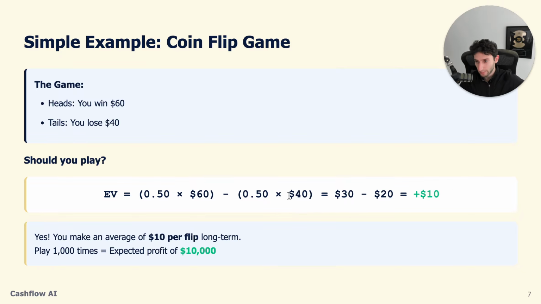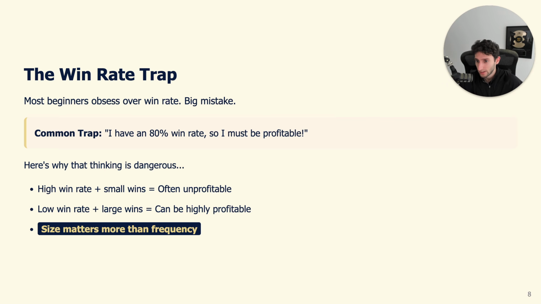A very simple example: a coin flip game. Let's say it's simple heads or tails with a coin flip, right? If you win, I'm going to give you $60. If you lose, you have to pay me $40. And obviously it's a coin toss, so it's a 50% chance. But if you do the math, your EV ends up being positive $10. Which means every single time you make a coin flip, you have an average expectancy of making $10 per flip over the long term. You play 1,000 times, you're going to make $10,000. That is what you want: a positive EV.